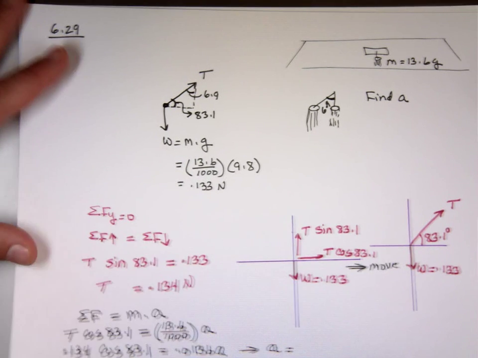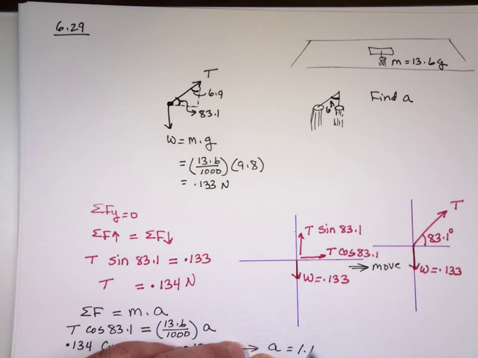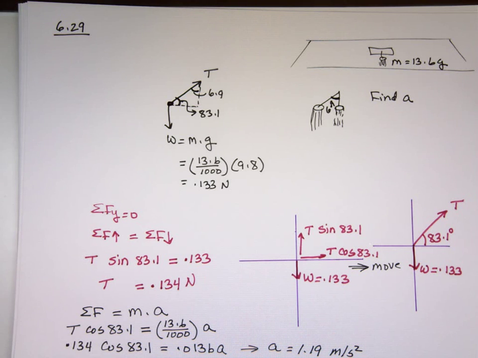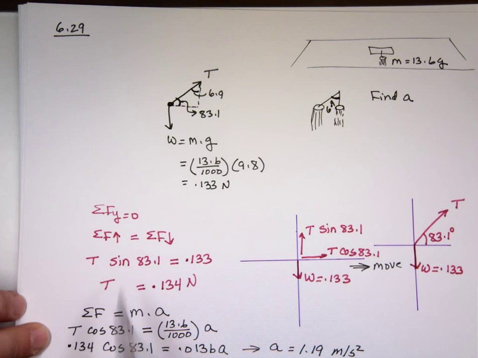Yes. On the 83.1 sine, what answer did you get? Because I keep getting like 0.99. Which one? T sine 83.1 equals 0.133. You get the sine of 83.1. And what is the sine of 83.1? 0.992, right? Then you've got to divide now. Jason, you've got to divide that number by that. So my acceleration, if you carry all the digits, is roughly 1.19. If you carry fewer digits, maybe 1.18. But 1.19 meters per second squared.